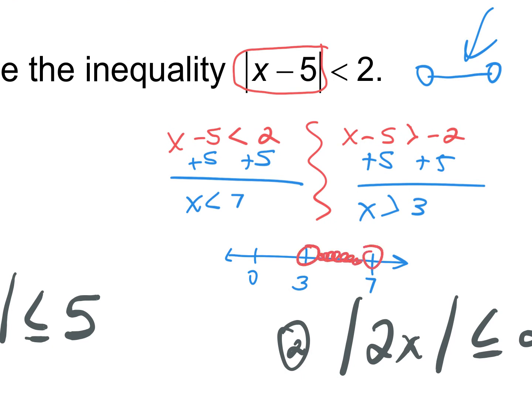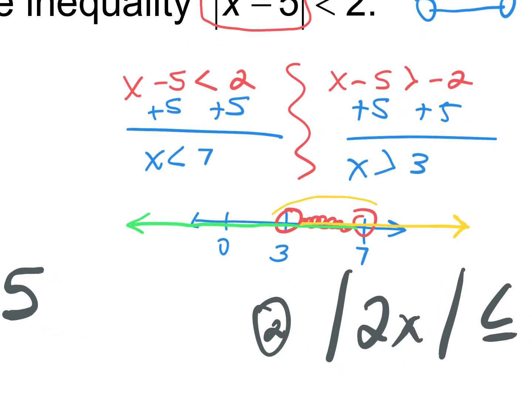Now, if you don't trust yourself, graph this. If I say x is less than 7, do you agree with me that everything over here in green is less than 7? And then if I say x is greater than 3, do you agree everything over here is greater than 3? So where they overlap is our solution, which is what we already have graphed.